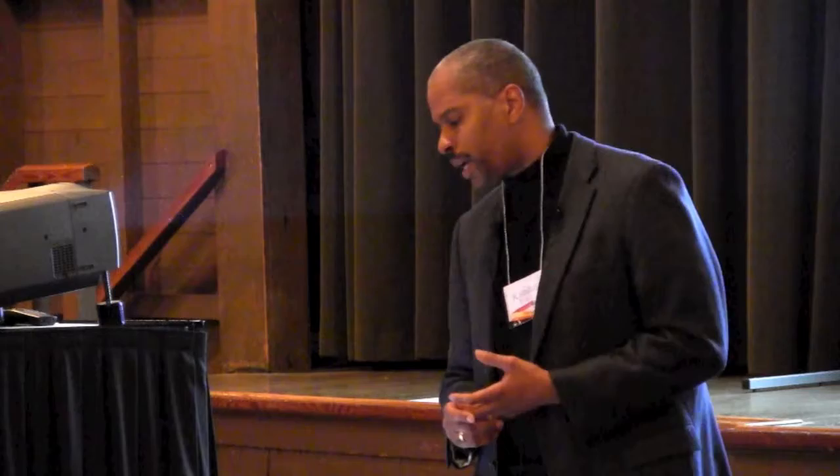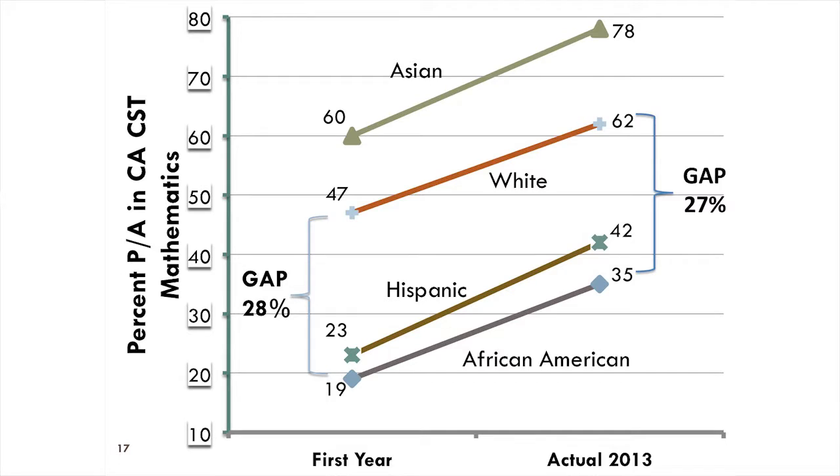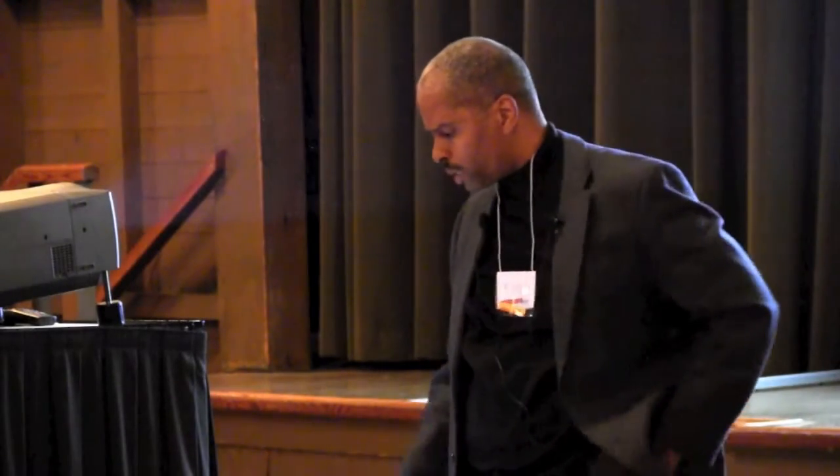But we also have to be careful about how data is presented, because sometimes it can be misleading. You can look at this data and say, well, over this particular period of time, African American students actually outperformed white students, right? So it's important that we do this disaggregating, because when we do that, we'll see that while there was growth, the gaps stayed the same. We want to close the gaps while everybody's improving.